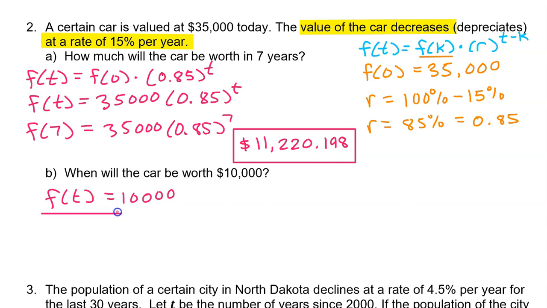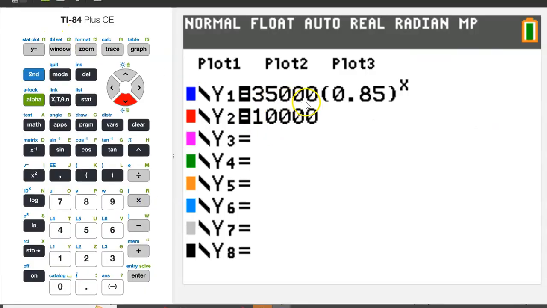Again, we can solve an equation like this by putting the left side of the equation into the calculator as y1 and the right side in as y2. So type it in like this. We need to adjust the window and find the intersection point.